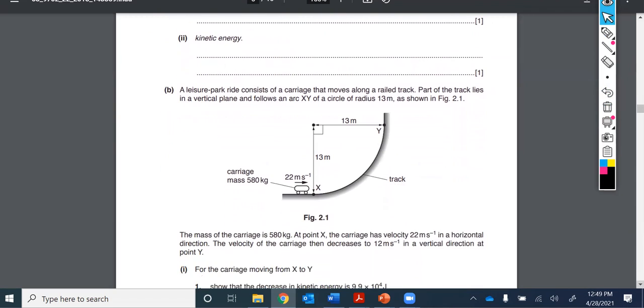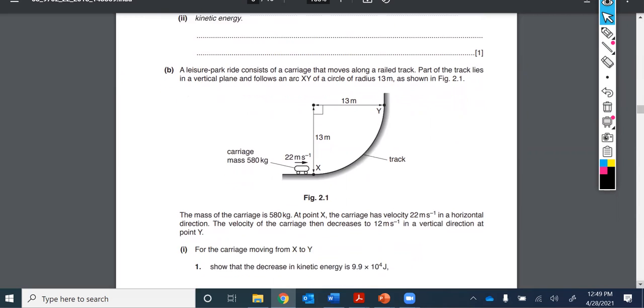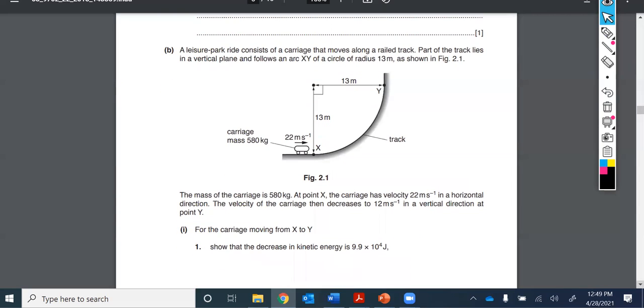A leisure park ride consists of a carriage that moves along a railed track. Part of the track lies in a vertical plane and follows an arc XY of a circle of radius 13 meters, as shown. The mass of the carriage is 580 kilograms. At point X, the carriage has velocity 22 meters per second in a horizontal direction. The velocity of the carriage then decreases to 12 meters per second in a vertical direction at point Y.